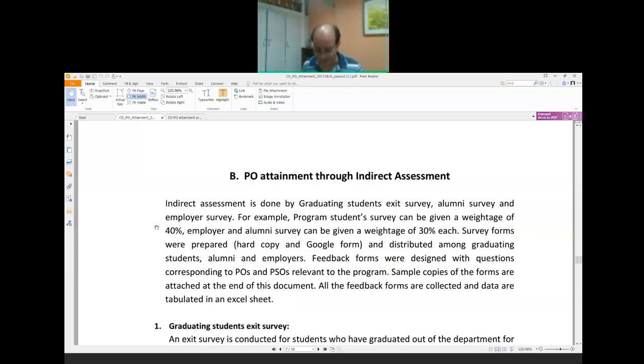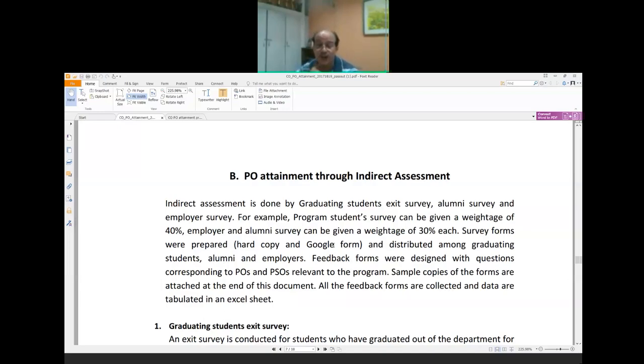So I'm not going to deal with all of this. Actually, this survey design is your creativity. What sort of questions you would like to ask the alumni? Yesterday, I gave you some examples of these surveys. In the same way, you can define your own survey through which you define these values.